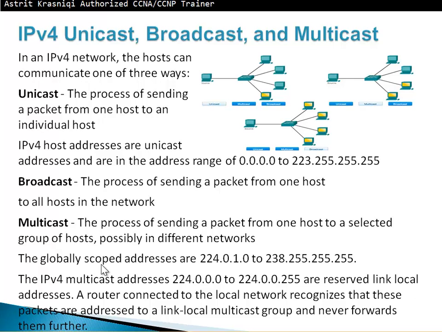So the globally scoped, where you can send from one network to another network on the internet, for example, the range is 224.0.1.0 up to 238.255.255.255.